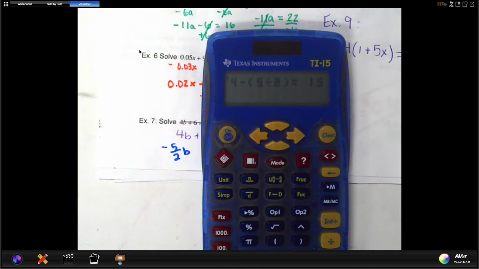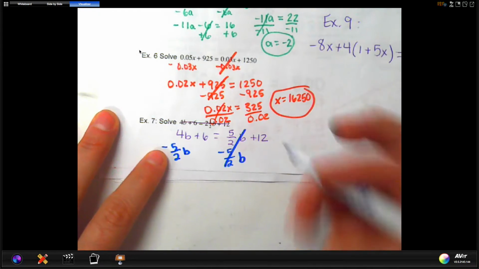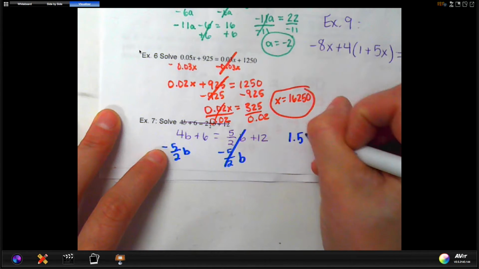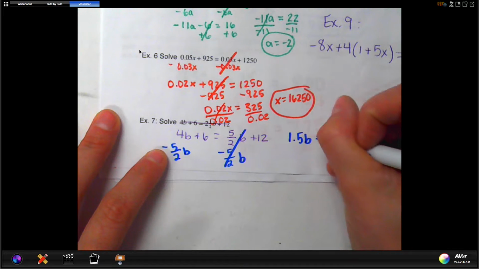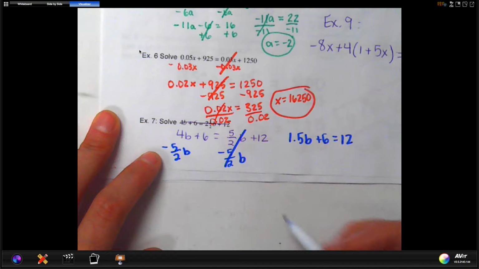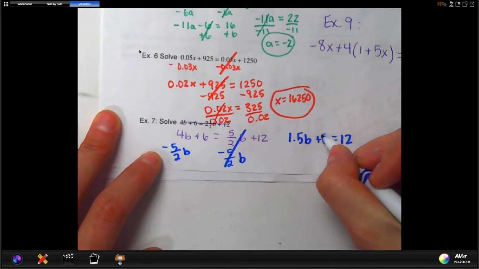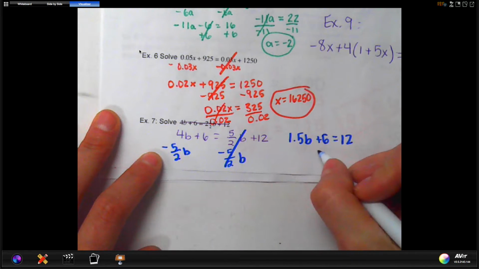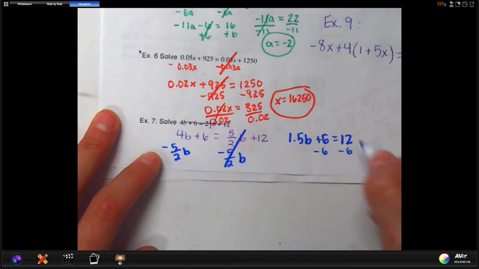And you get 1.5. Now, we're going to work with the decimal for now, and if we have to, we'll change it back in a minute. So now we have 1.5b plus 6 equals 12 is what's left over here. Okay, so now we need to get the 6 out. So we're going to subtract 6 because that's the opposite of addition.